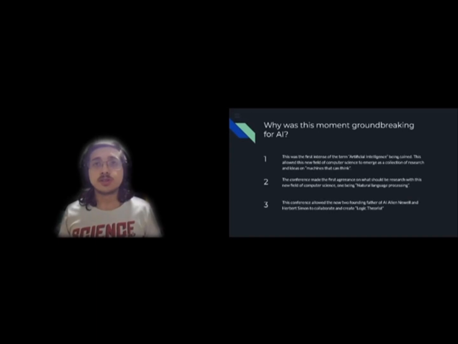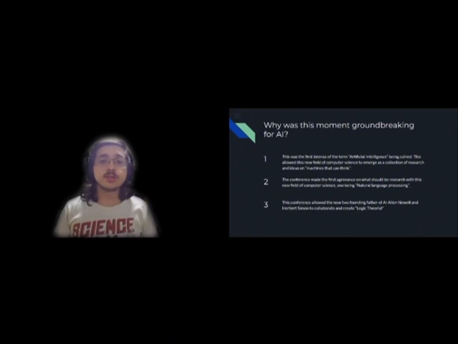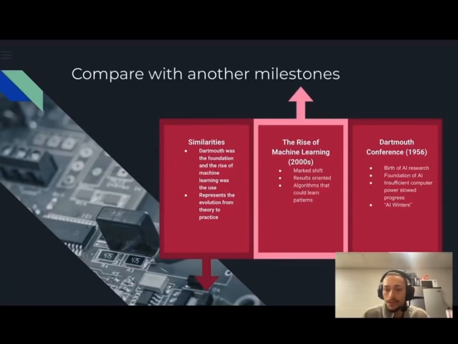This conference was the first agreement on what should be researched within this new field of computer science, one of the research items being natural language processing. And the third reason is that this conference allowed two of the founding fathers of AI, Alan Newell and Herbert Simon, to collaborate and create the Logic Theorist, which wouldn't have been possible, or would have been less likely, without this conference.